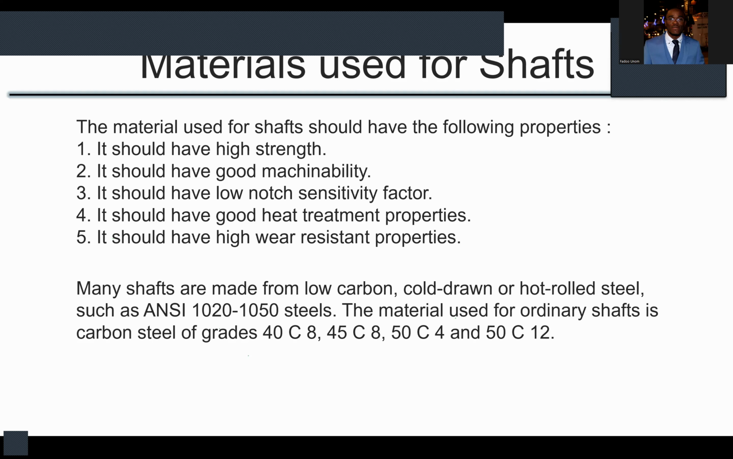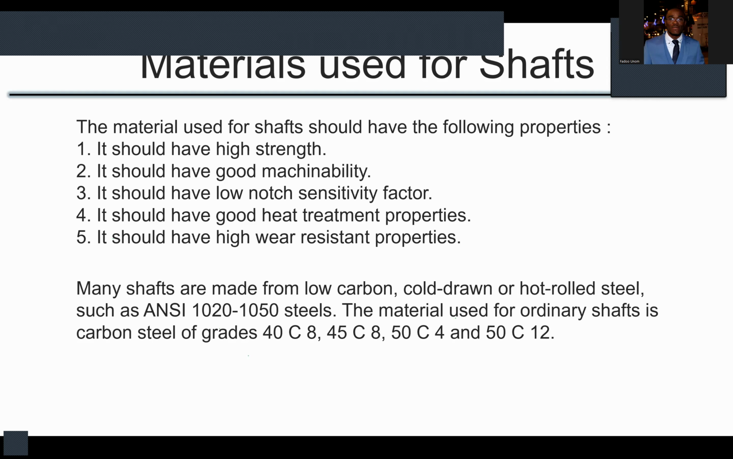Okay, so steel, and to have the strength that we need, you need low carbon steel. Low carbon steel that's either cold drawn or hot rolled. Cold drawn steels are usually stronger than hot rolled, but they are more difficult to achieve. So you can use either cold drawn or hot rolled steel. They have their advantages and they have their disadvantages. An example is ANSI 1020 to ANSI 1050 steels.